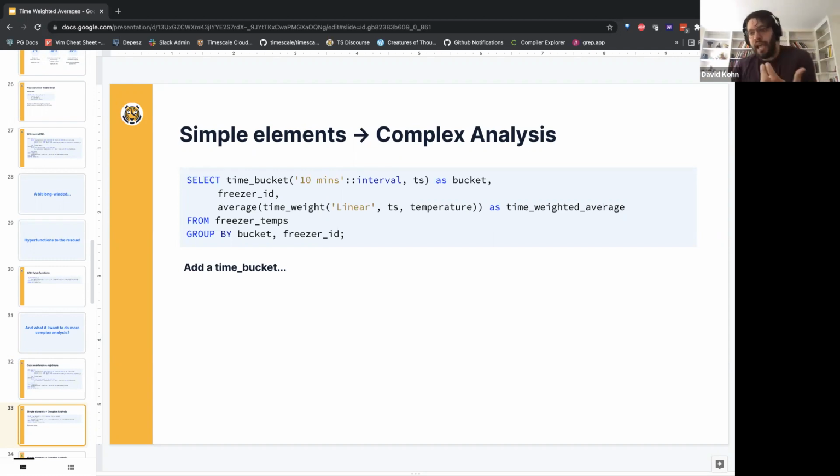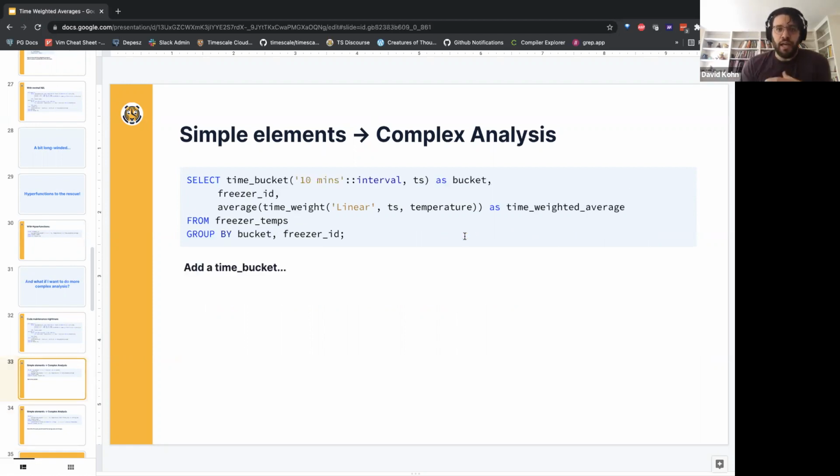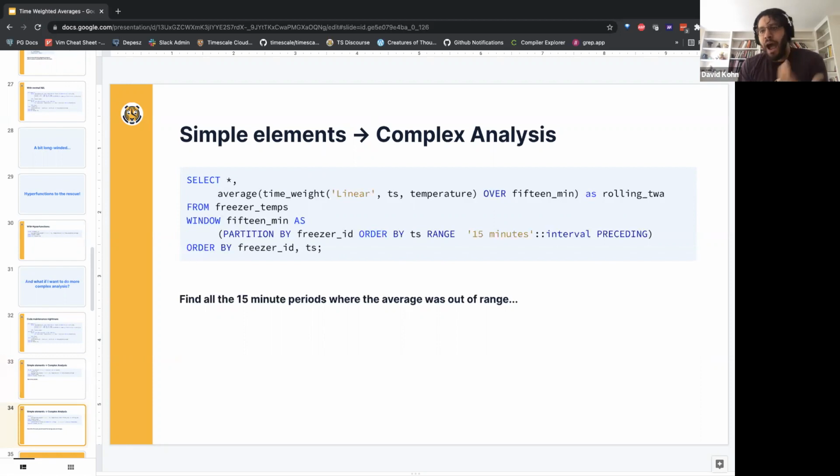Or in this case, I might want to work in a window function because I want to figure out the rolling time-weighted average, because I need to know if there was any 15-minute period where the average temperature exceeded some value, because then I'll know that it might have crystallized. So I can do that very easily. I create my window where I'm partitioning by freezer ID and ordering by timestamp, and I'm going 15 minutes in the past. And then I know at every point what the 15-minute time-weighted average of the temperature was in my freezer. So that's going to really tell us something much more nicely about how we can do this stuff.